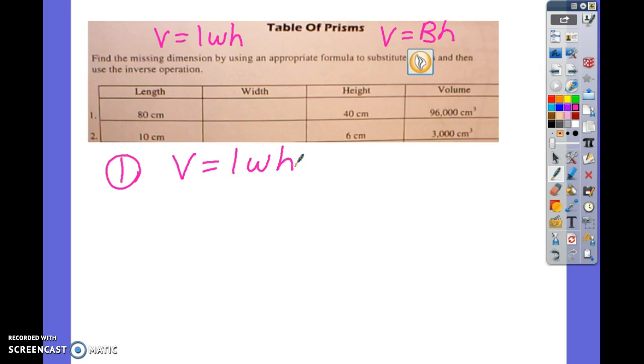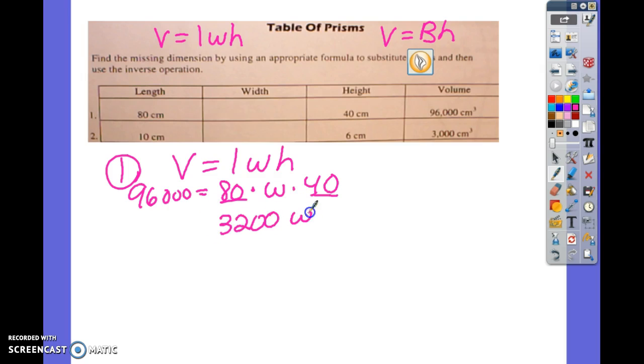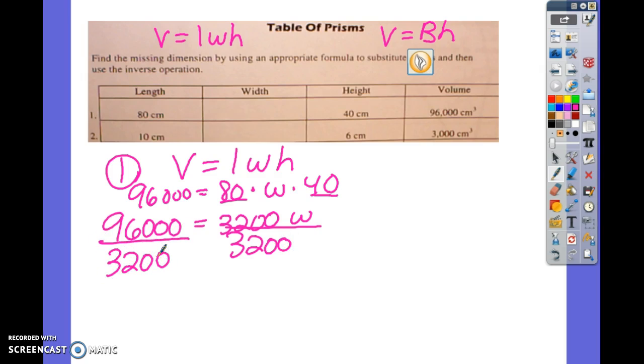So in number 1, we know that the length is 80. We do not know the width, and the height is 40. And the volume is 96,000. So we're going to need to multiply the 80 and the 40 first, and so that's going to give me 3,200 W. To isolate my variable, I need to divide both sides by 3,200. And when I divide both sides by 3,200, I'm going to get W equals 30.